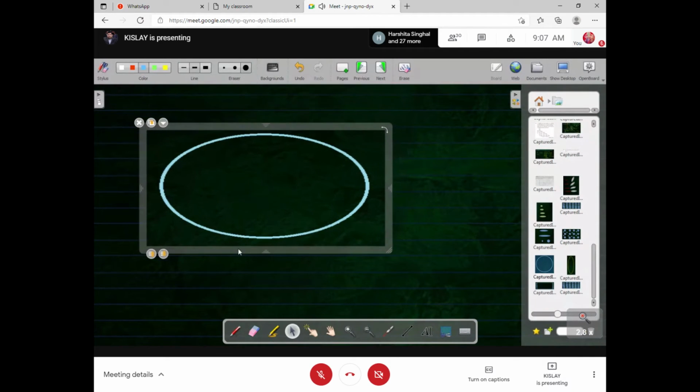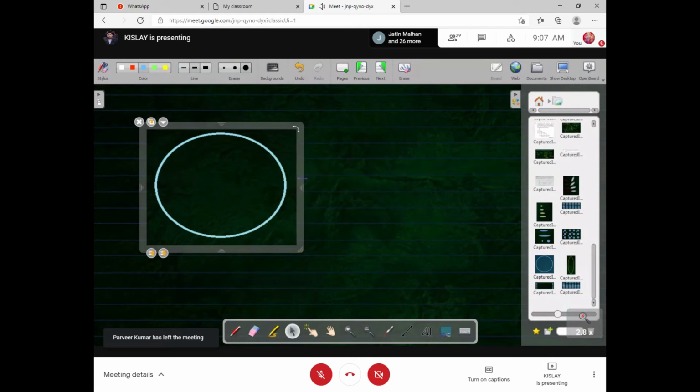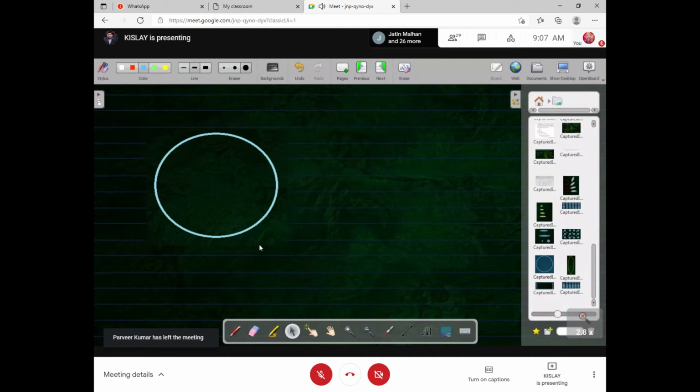I'm just reducing the size of the circle. Let's say it is a circle and an object is moving on this circular track. Let's say this is the initial position of the particle, A. I'm just marking the radius of the circle. This is the radius, and this point O is the origin, the center.